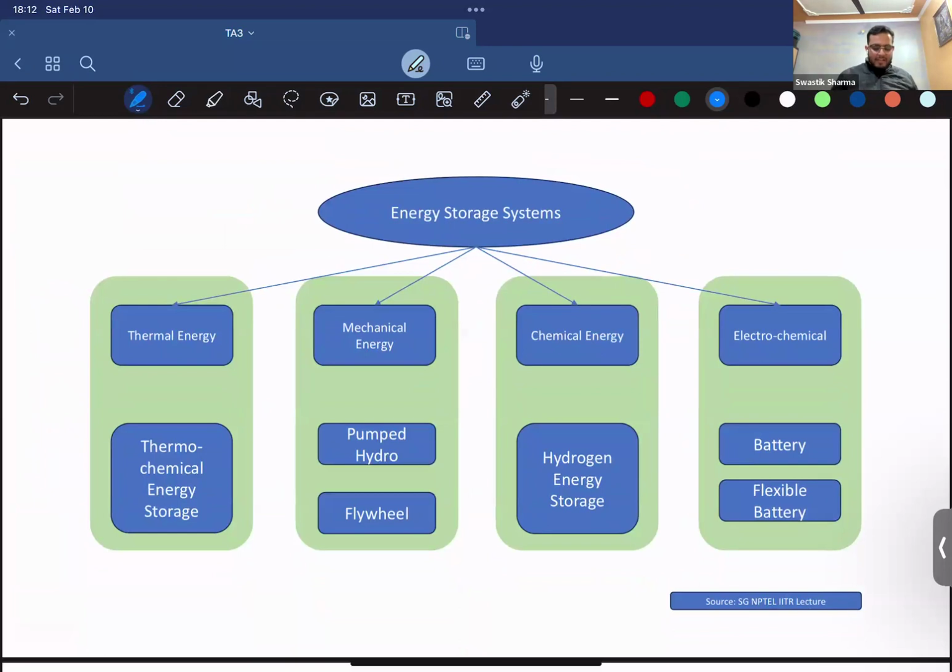So if we divide energy storage systems, we can divide them into four broader categories. One is thermal energy storage, where we store energy in the form of heat, which is thermochemical energy storage. Then we have mechanical energy, where one is pumped hydro-based energy storage and the other is flywheel. Then came chemical energy storage, which is hydrogen energy storage, and then electrochemical, which is battery or flexible battery.